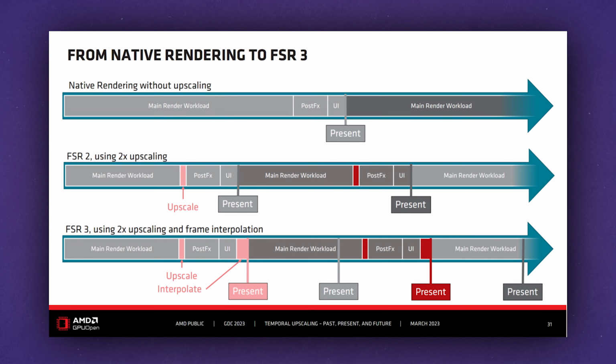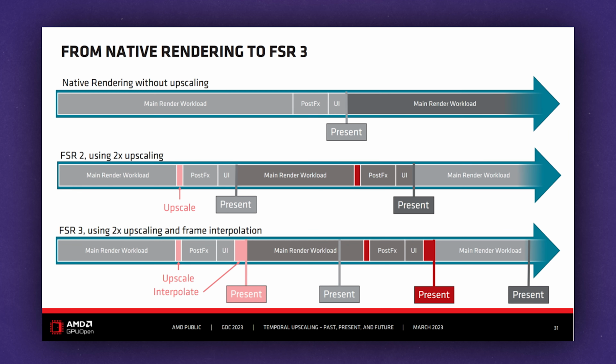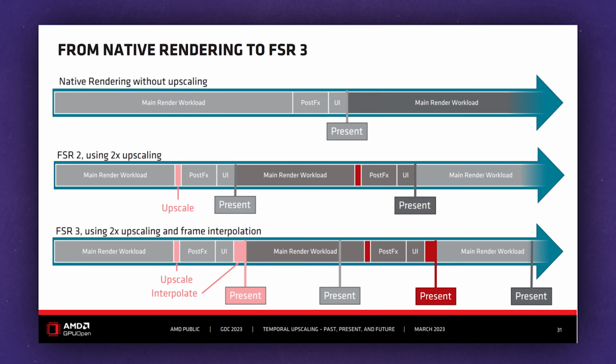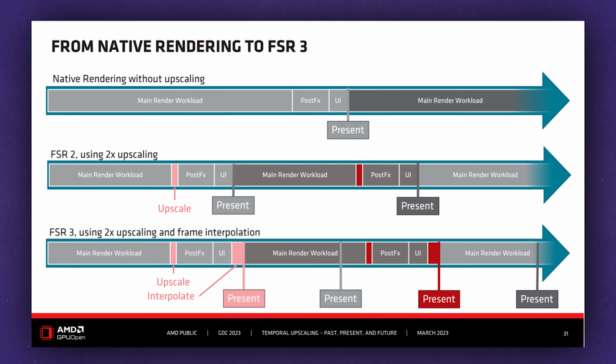While FSR3 takes the temporal information in the game, such as motion vectors, to generate those frames, again based on the previous frame and the last frame generated by the game. It's just got that extra information. And how does that differ to frame generation, you might ask?